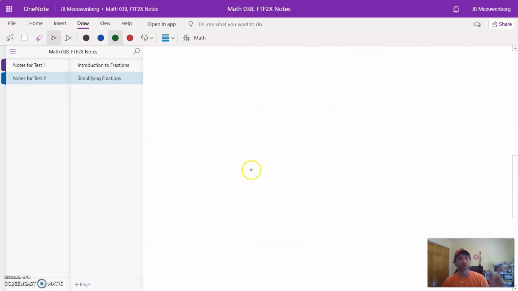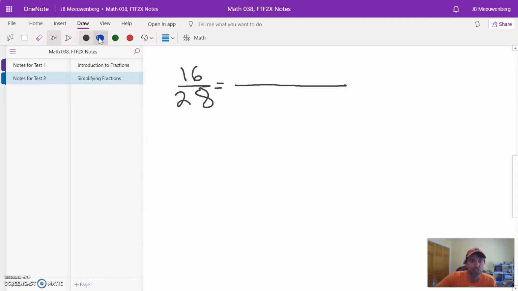Let's try it with a little more complex one. So I want you to pause the video and try this. Simplify 16 over 28. Pause the video, try it using prime factorizations. I'm going to keep going. So I rewrite my fraction. I do a factor tree. I'm not going to show it all anymore.